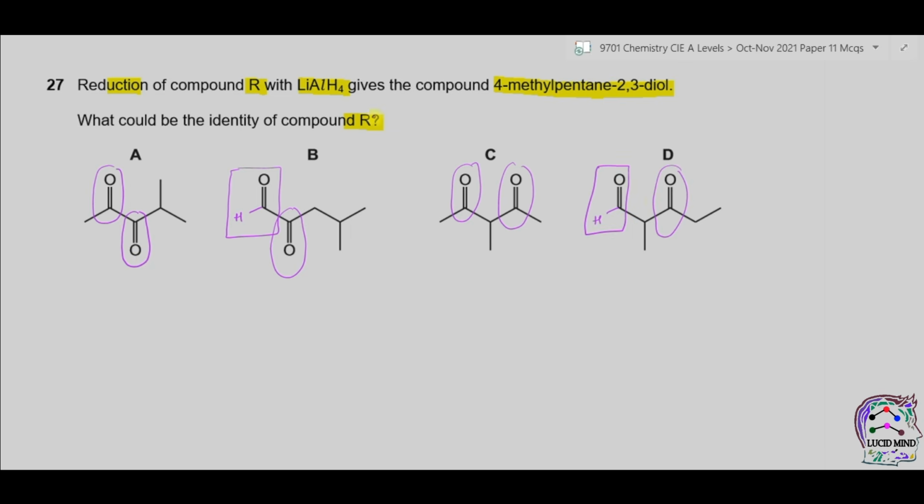Now a ketone is reduced by LiAlH4 to form a secondary alcohol, while an aldehyde functional group is reduced to a primary alcohol. Let's draw the structure of 4-methyl-pentane-2,3-diol. In pentane, we have 5 carbon atoms: 1, 2, 3, 4, 5. On the 4th carbon, we have a methyl group attached. On the 2nd and 3rd carbon atoms, we have 2 alcohol groups.